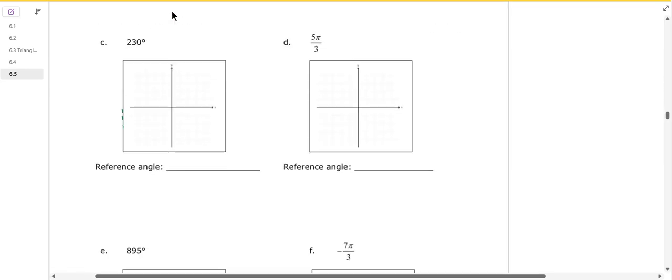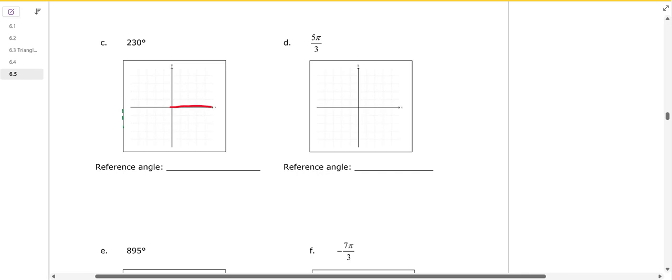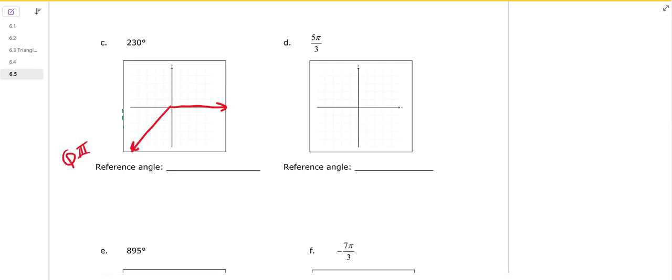Okay, next page. Let's do 230 degrees. 230 degrees will put us in quadrant 3, it looks like. So you'll be somewhere kind of in quadrant 3, like that. So again, your original angle theta is 230 degrees.